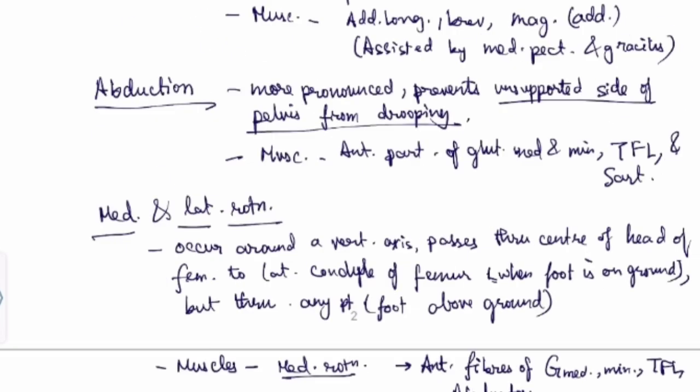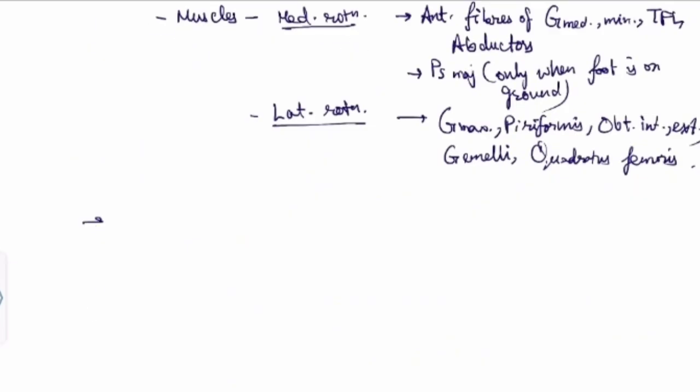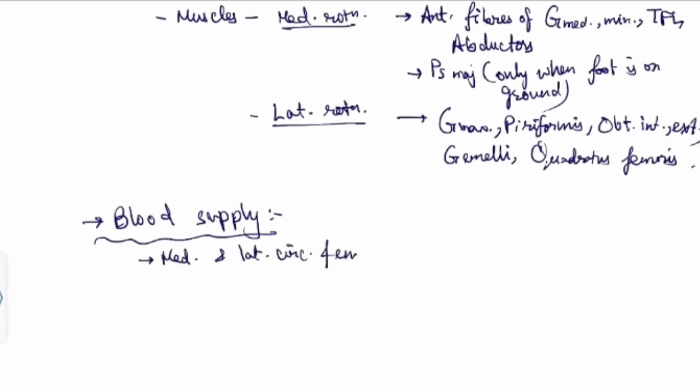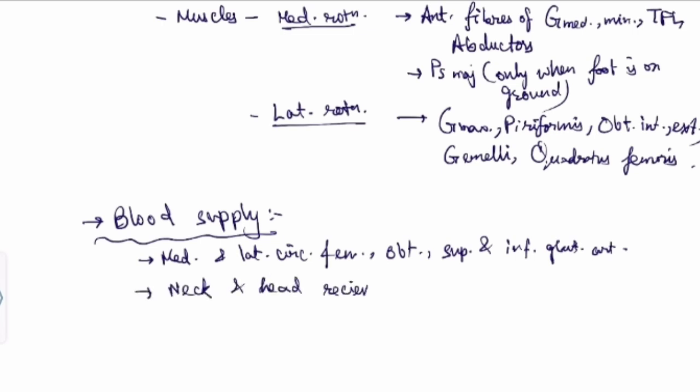Now we go on to another point, that is the blood supply of the joint. We have to remember what the arteries are: medial and lateral circumflex femoral, obturator artery, superior and inferior gluteal artery. These are the arteries that mainly provide the blood supply. Mainly we are concerned about the neck and head of the femur, because those are the parts involved in the joint. We have an important clinical anatomy question also coming from this, so let's write it down.